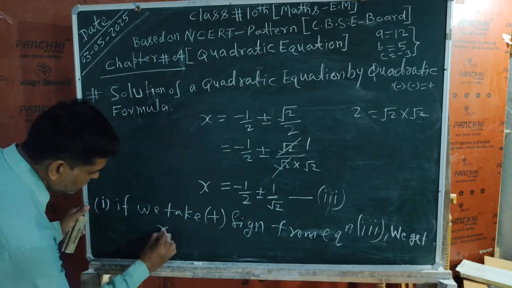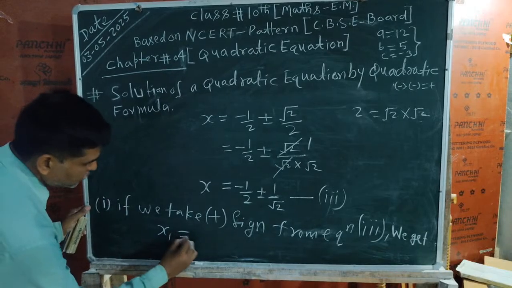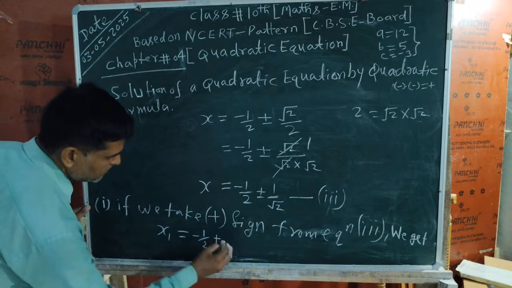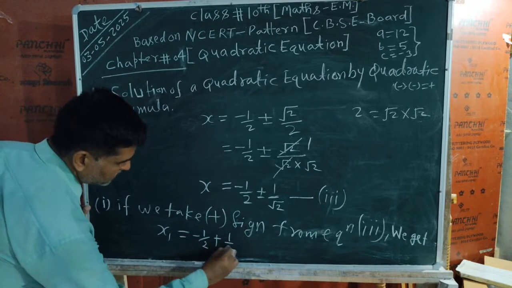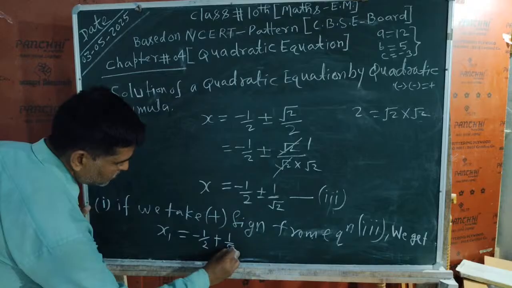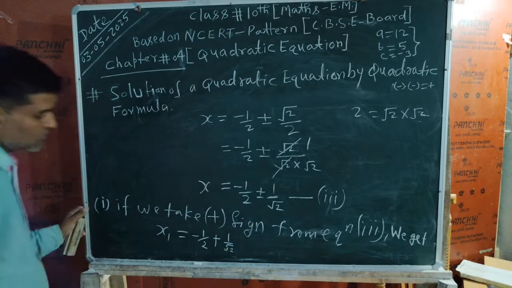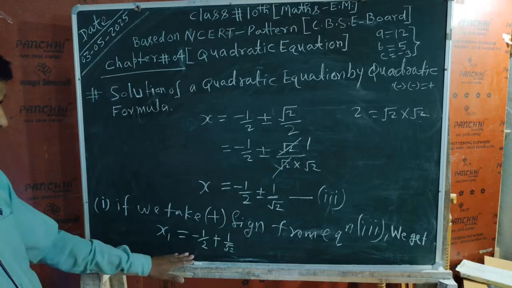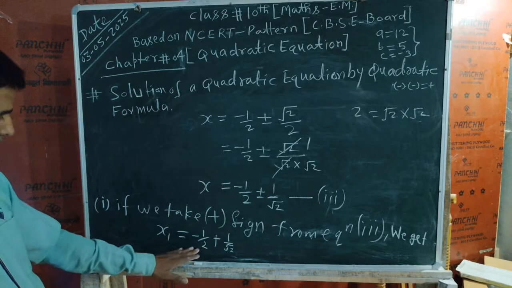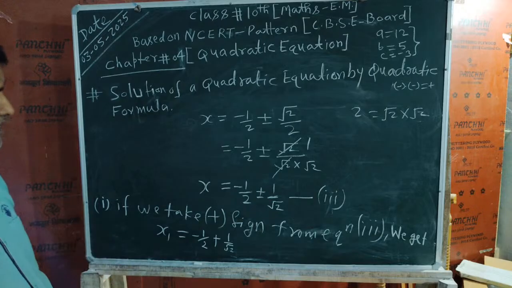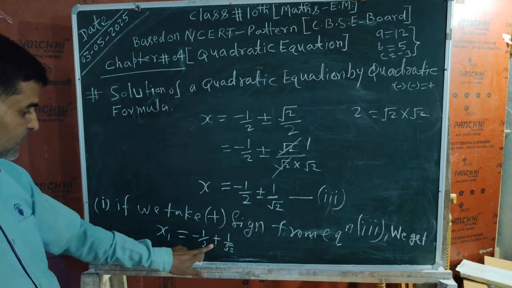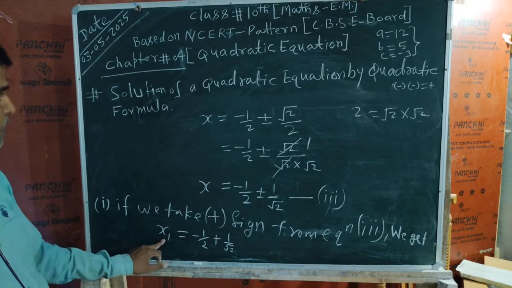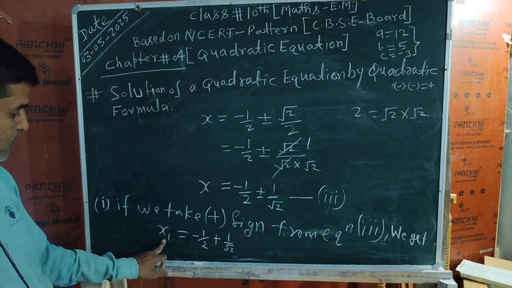So I will say that is x1, which is equal to minus 1 by 2. Here I have to take plus sign because plus is written here. So 1 by root 2. Okay, student. So one root is this one. Now further I will simplify. After simplification I will get a value, and that value will be one root of that given particular quadratic equation.